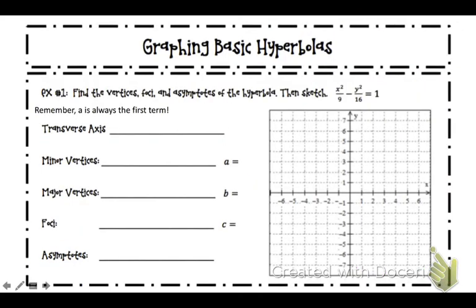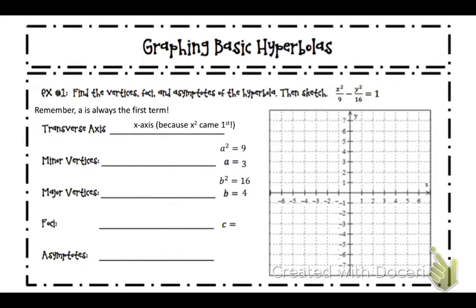Super important. Okay? Let's just get into some of these. So remember, A is the first term, B is the second term. X came first here, so my transverse axis is the X axis. A squared is 9 because it came first, which means A equals 3. And B squared is 16, which means B equals 4.